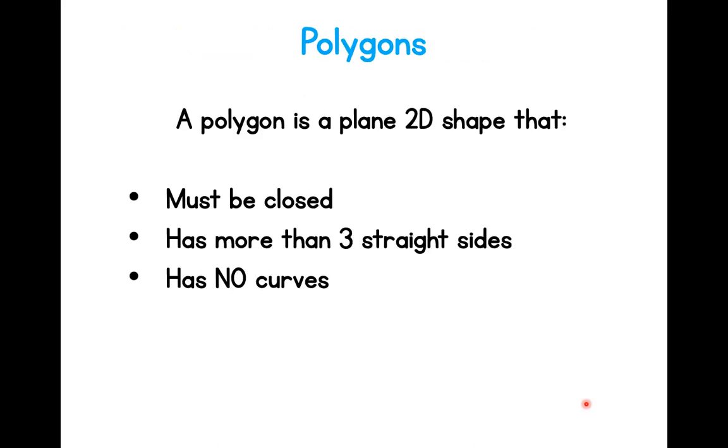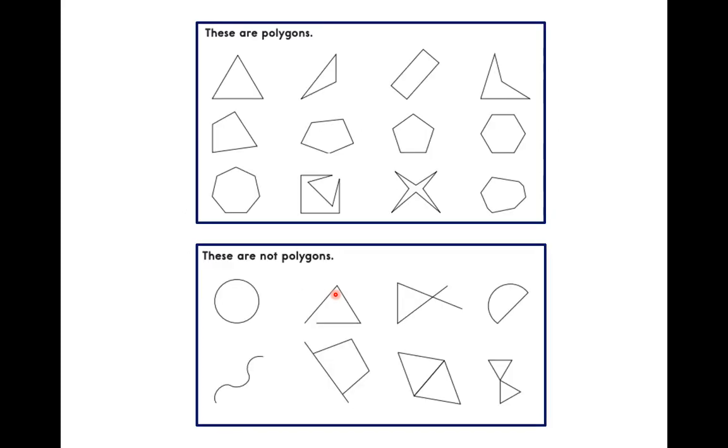So today, boys and girls, I said that we were going to learn a new vocabulary word, and that vocabulary word is polygon. A polygon is a plain 2D shape that must be closed. It has more than just 3 straight sides, and they have no curves. So a polygon is a 2D shape that must be closed, has more than 3 straight sides, and it has no curves. Let's look at some examples of polygons and non-polygons.